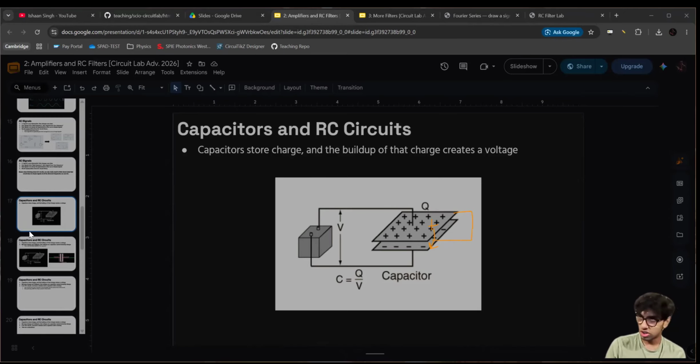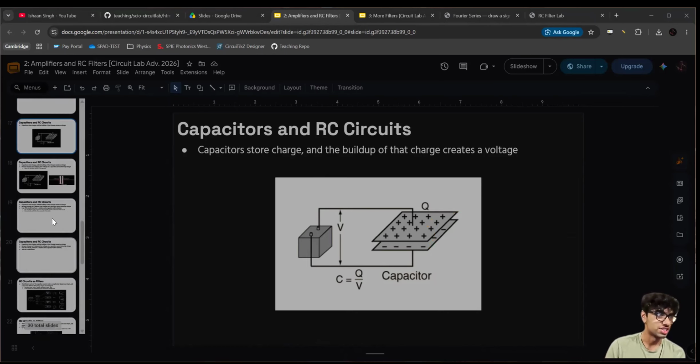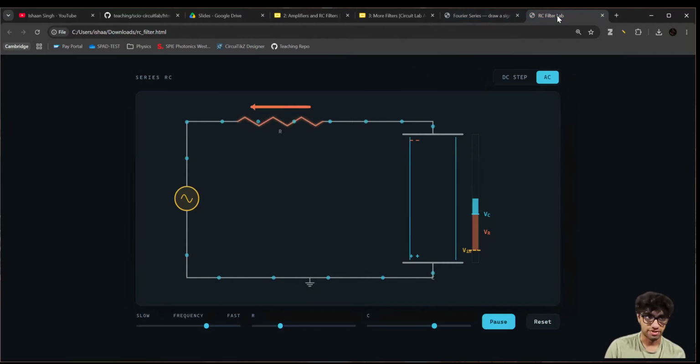And because charge can't teleport, the voltage cannot change instantly. And that's the defining property of a capacitor, the fact that voltage cannot change instantly on a capacitor. And as a result of this, we see that capacitors act as low-pass filters.